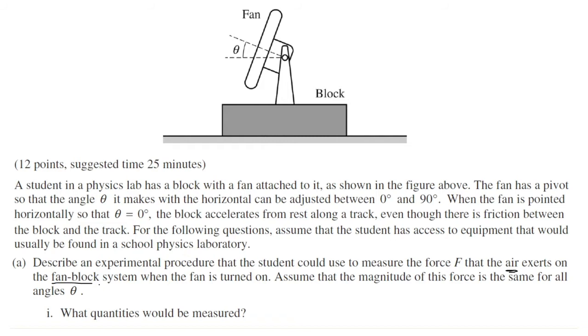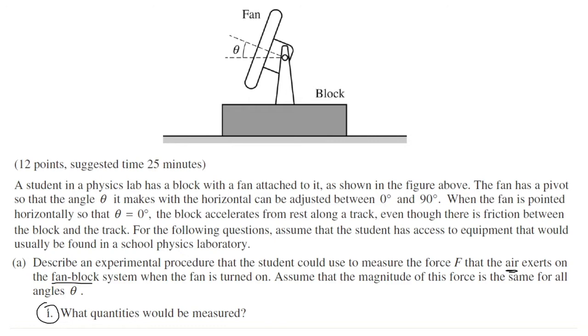It says here, assume the magnitude is the same for all angles theta. The first thing it asks you is which quantities would be measured. Now, the scoring guide shows all of these parts, 1, 2, and 3 for part A. Notice which quantities would be measured is only part 1. So I'm going to run through my procedure, and then I'll show you the scoring guide, and we can talk about some of the other possibilities.